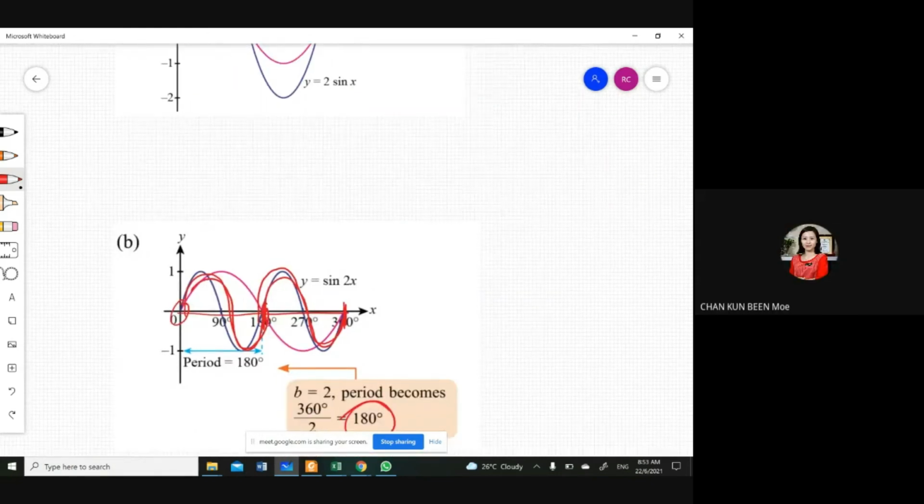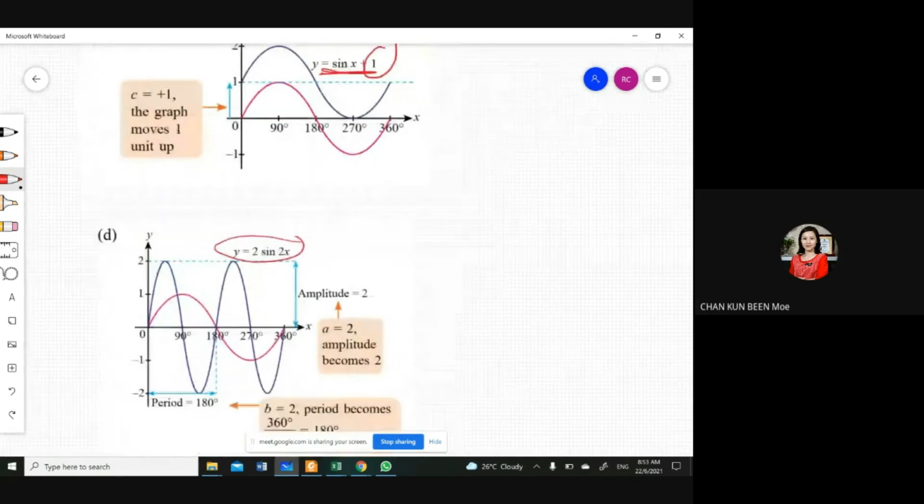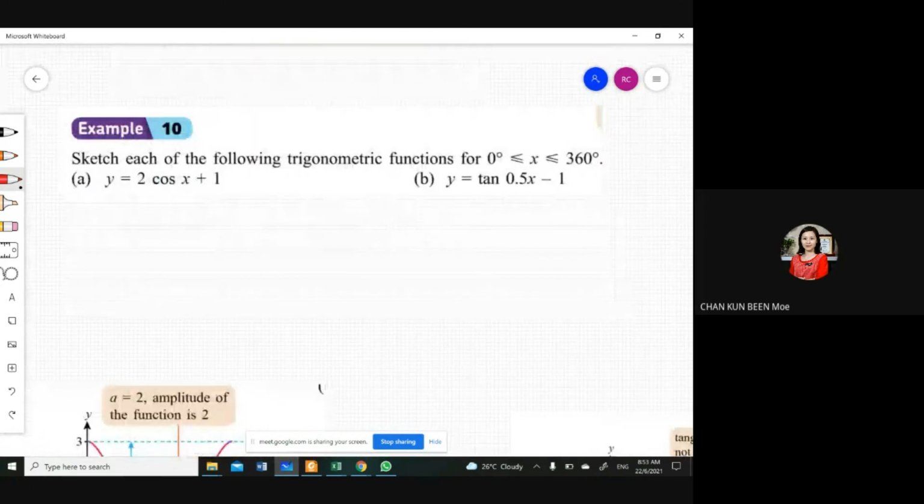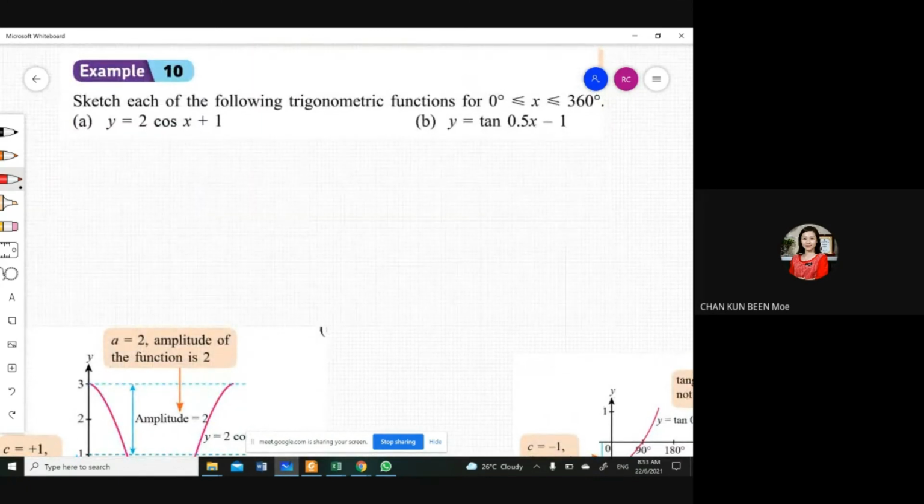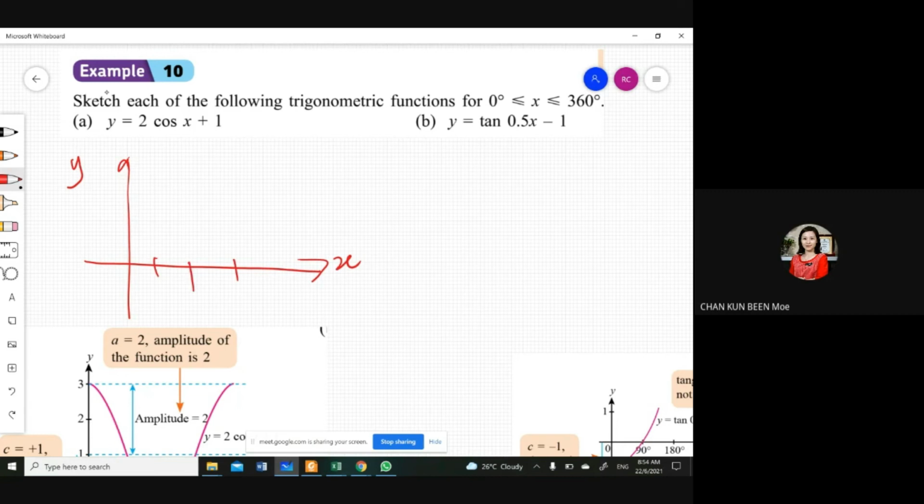Okay, we move to example 10. It's going to be faster right now. Sketch each of the following trigonometric functions for 0 to 360 degrees, a whole turn. Now, y equals 2 cos x plus 1. So first, before you look at this, I'm going to look at y equals 2 cos x. Cos x originally, we have a 1 here.